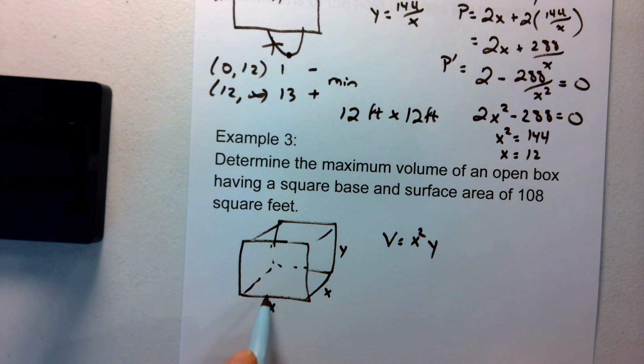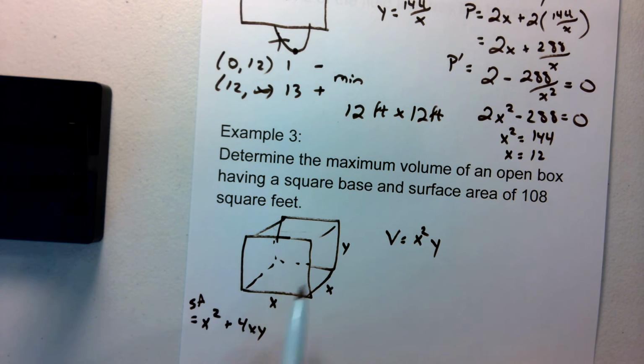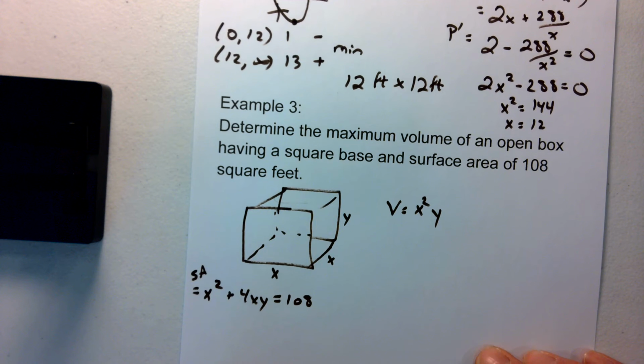Surface area. The bottom is x squared. But we don't have a top on it, so we don't have to account for the surface area of that. But we do have 4 side lengths, so they're the same. They're all x by y high. So we'll have 4xy to add to that. And we have a surface area of 108 square feet.